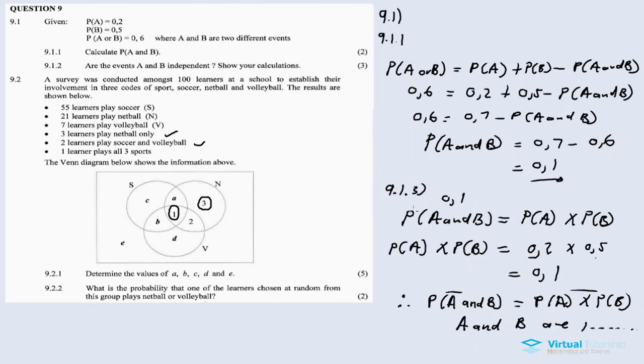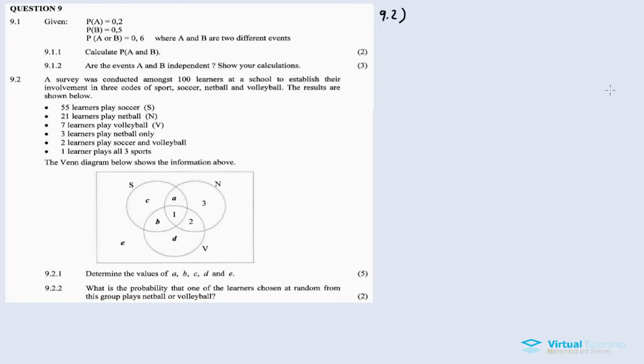So let me erase so that we can answer 9.2. Okay, now 9.2.1. The Venn diagram below shows the information above. Then lapho 9.2.1, we have to find or determine the values of A, B, C, D, and E for 5 marks. Okay, so this information izosinceda ukuthi sicalculate la ku A, B, and C.